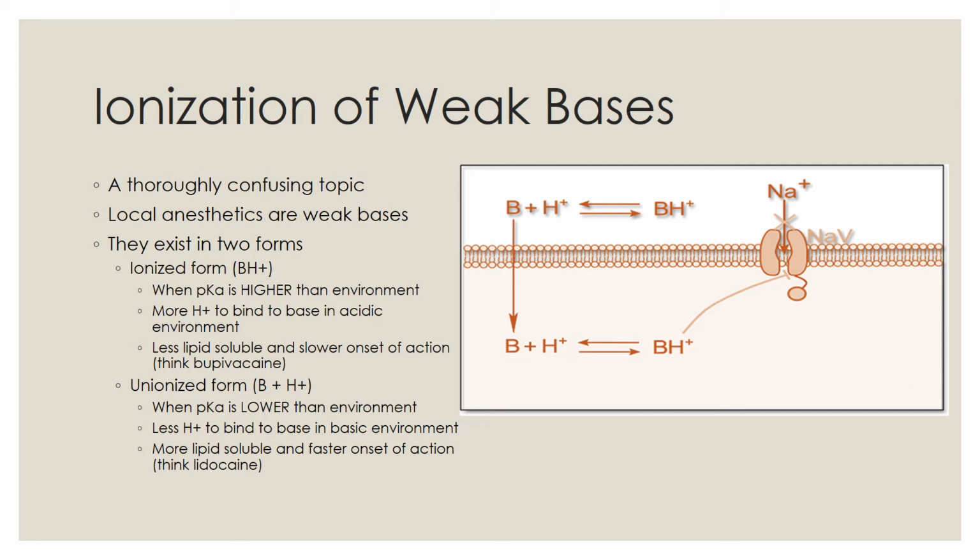Now contrast that to a different drug. When the pKa is lower than the environment, or approximately equal, there's less H+ floating around in the environment to bind to the weak base. So more is in the unionized form, the B without an H+ form. This allows the drug to be more lipid soluble, it passes easier through the lipid membrane, and therefore has a faster onset of action. So we can think about lidocaine for this example. Lidocaine's pKa is similar to physiologic pH, so there's approximately half unionized form and half ionized form, and therefore it's a quicker onset of action to bupivacaine.